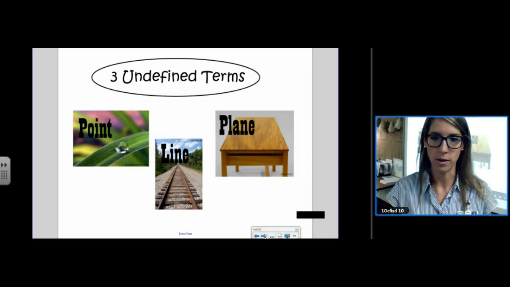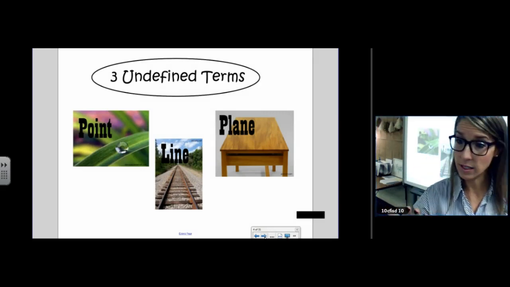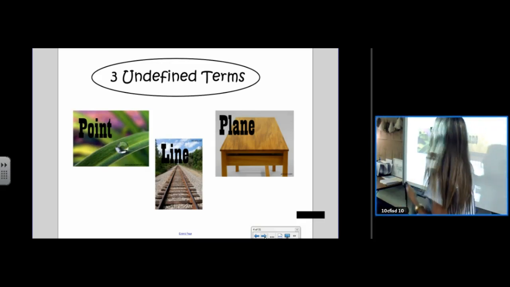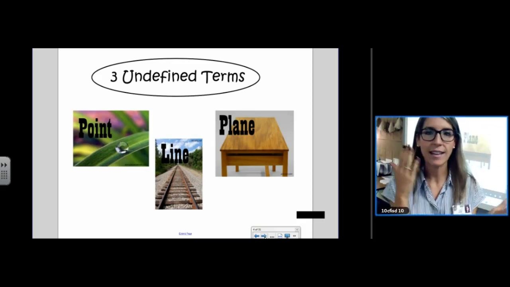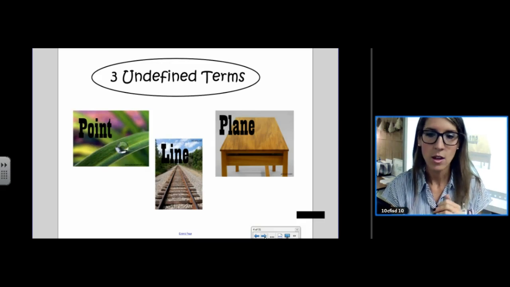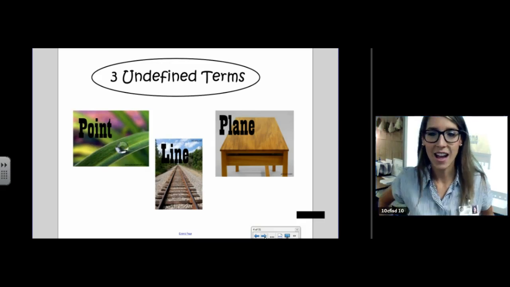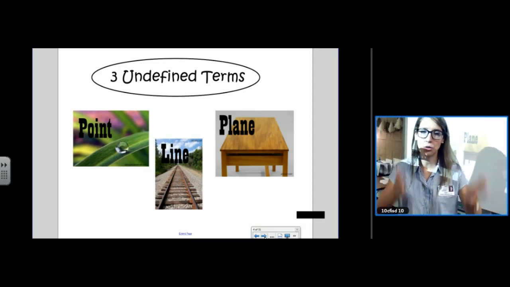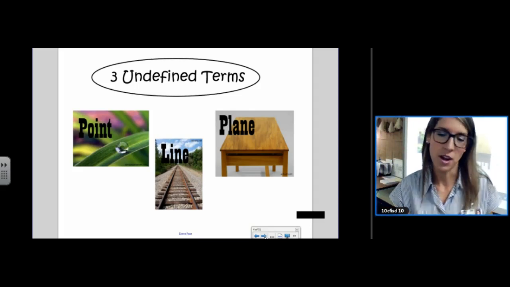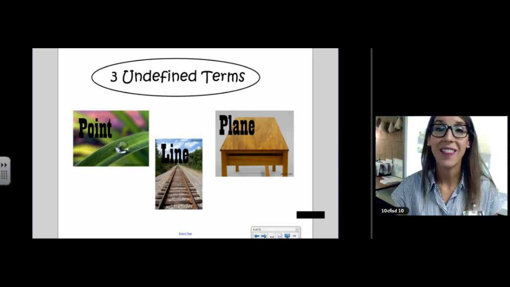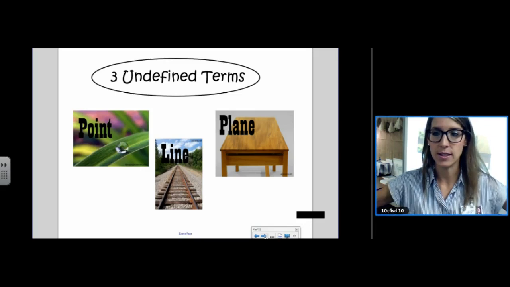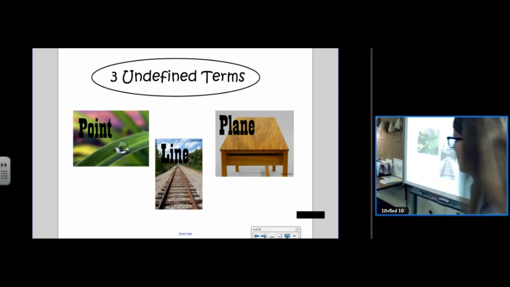They're like the jumping board, okay? So we've got point. I represent it by like a little raindrop on a leaf. That's just a location in space. We've got line. A line goes on forever and ever in 2 directions, kind of like railroad tracks, but they don't go on forever. And plane, a flat surface that goes on forever in all directions. We call these the undefined terms.